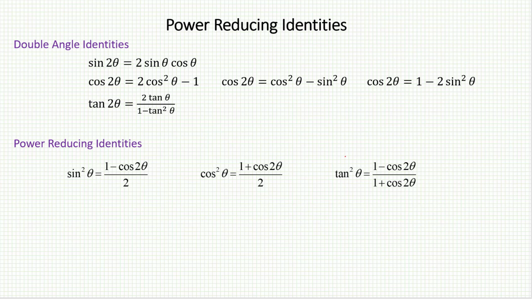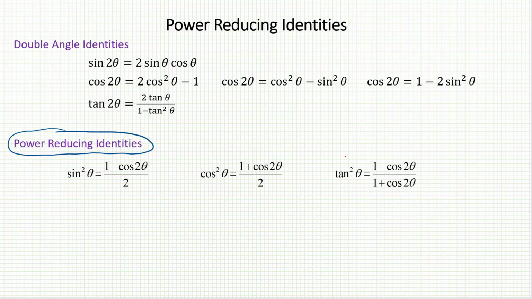Power reducing and half angle identities. The double angle identities that we've learned allow us to derive some other advanced trig identities. The first group is called the power reducing identities. And these are very easy to come by.